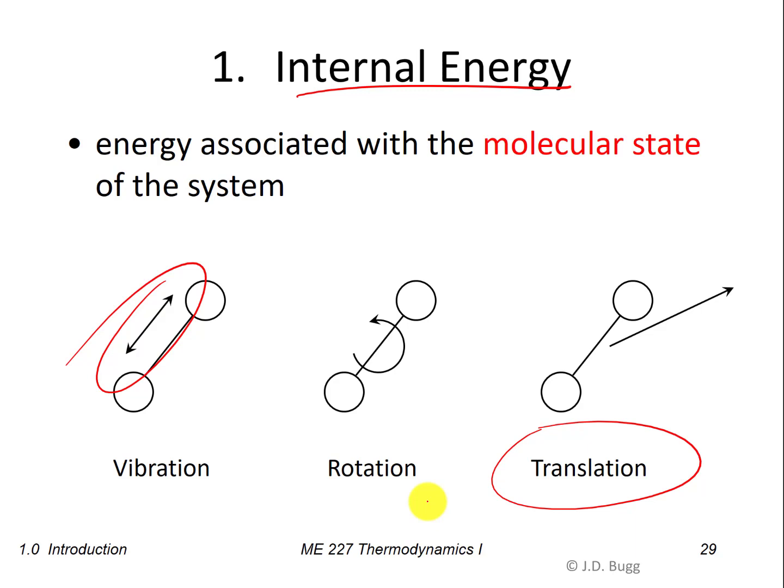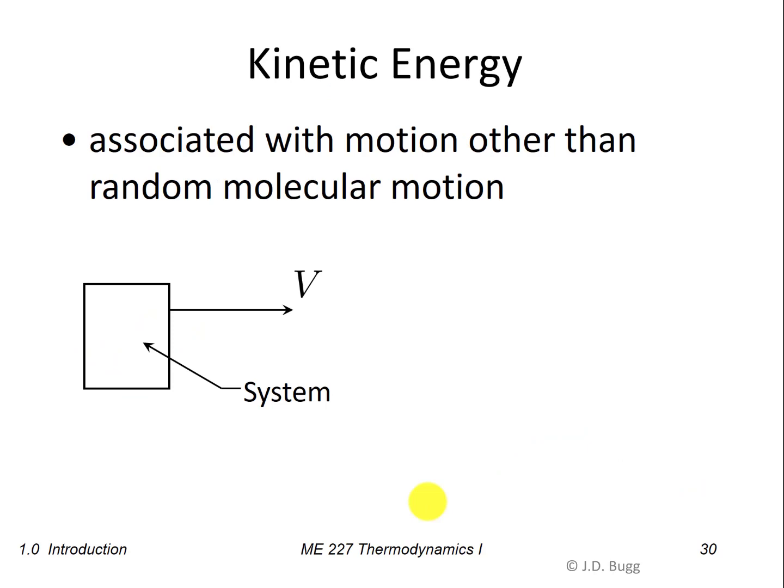And more complicated substances like water, or perhaps a hydrocarbon, a longer chain hydrocarbon, store energy in these same three ways. There might be a lot more modes of vibration that are possible in those more complicated substances, but as we add energy to a substance, it stores energy in these different ways. Now that shows up as an increase in temperature. We're going to talk about temperature later on, but the way that it's storing the energy is by some combination of these three forms. Kinetic energy is motion. Kinetic energy is energy associated with motion other than random molecular motion.